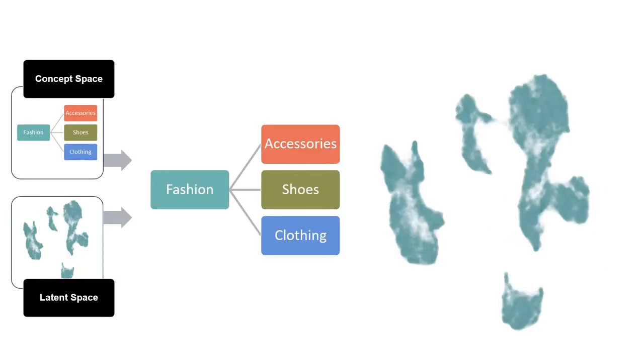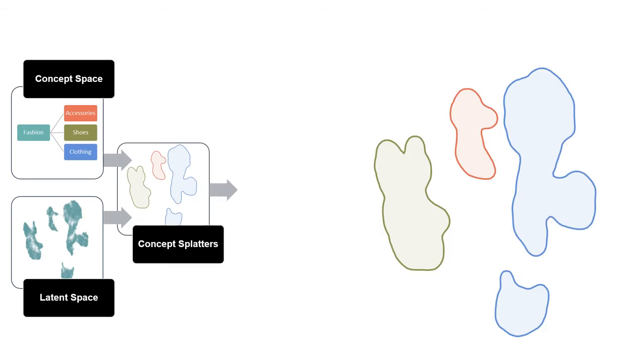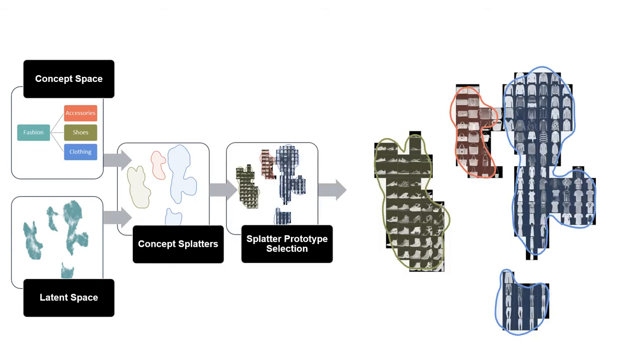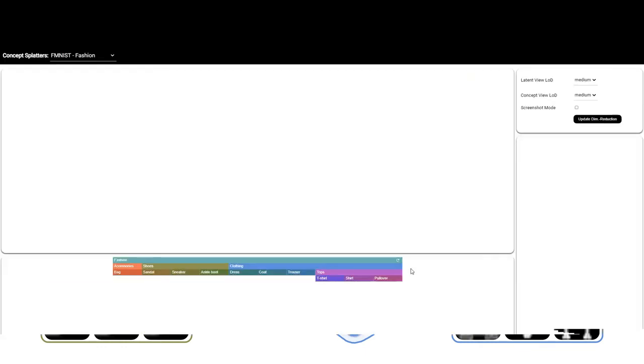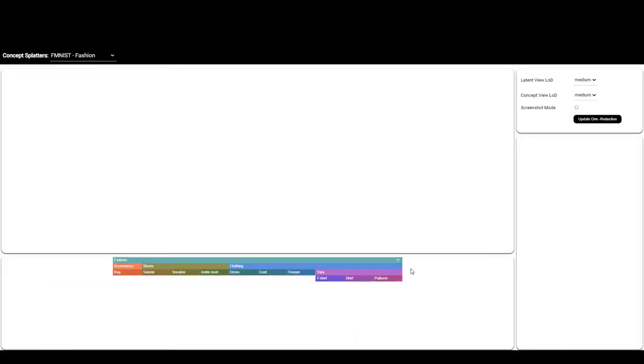Concept splatters are continuous regions in the projected latent space, and enclosed samples are similar with respect to both the concept and the latent space. Concept splatters are illustrated by few prototype samples to characterize their content. Concept splatters are accessible through a map application that allows users to interactively explore large datasets.